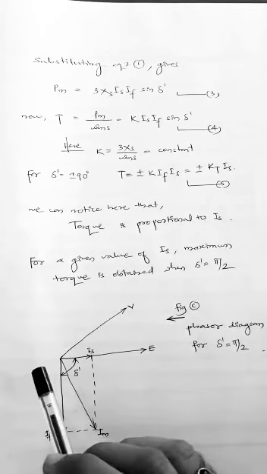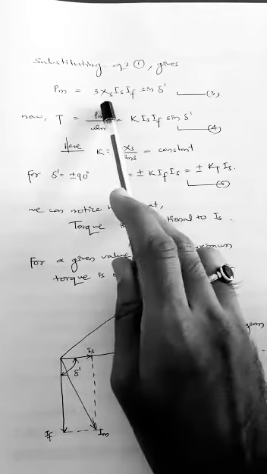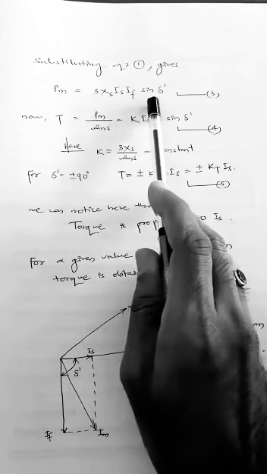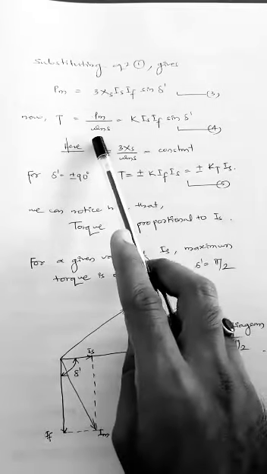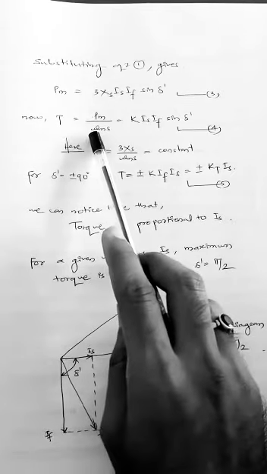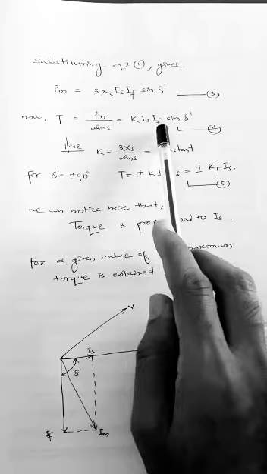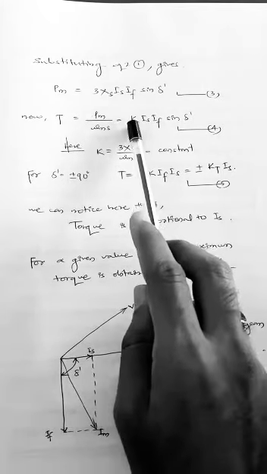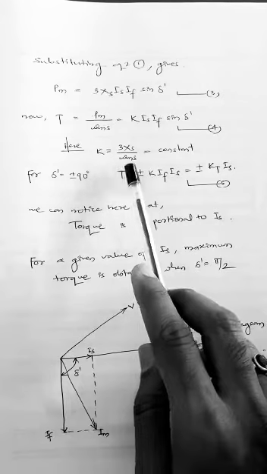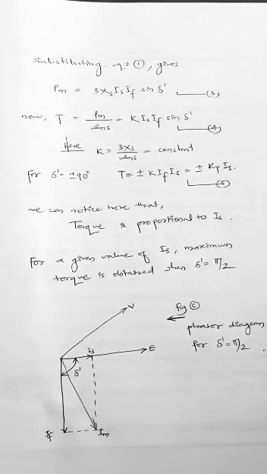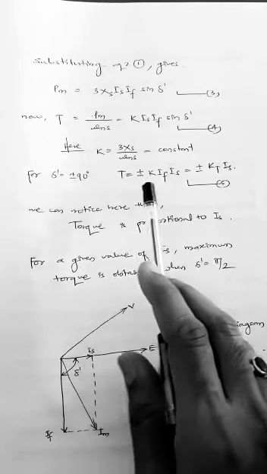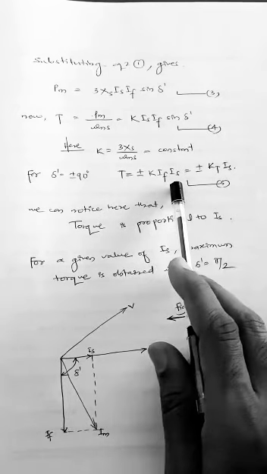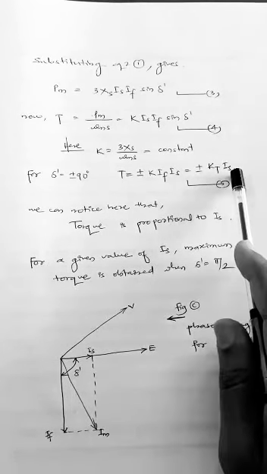Substituting equation 1 gives Pm equals 3 Xs Is If sin delta dash. I call it equation 3, and now the torque T can be given as Pm by omega ms. Substituting Pm and dividing by omega ms, we get K Is If sin delta dash, where K is nothing but 3 Xs divided by omega s, and it is a constant. For delta dash equal to either plus or minus 90 degrees, T gives rise to plus or minus K If Is, or you can say KT Is.